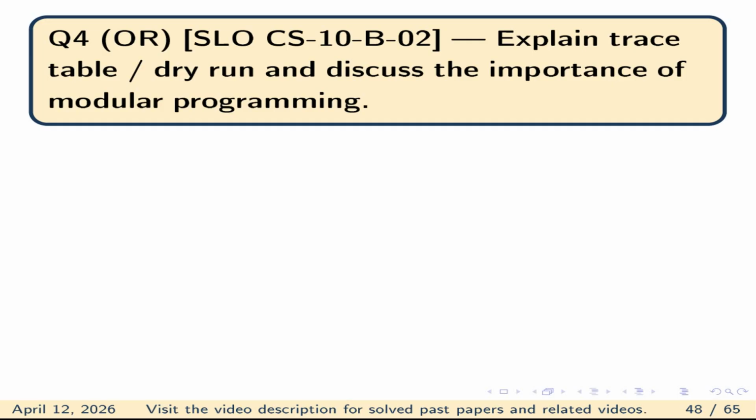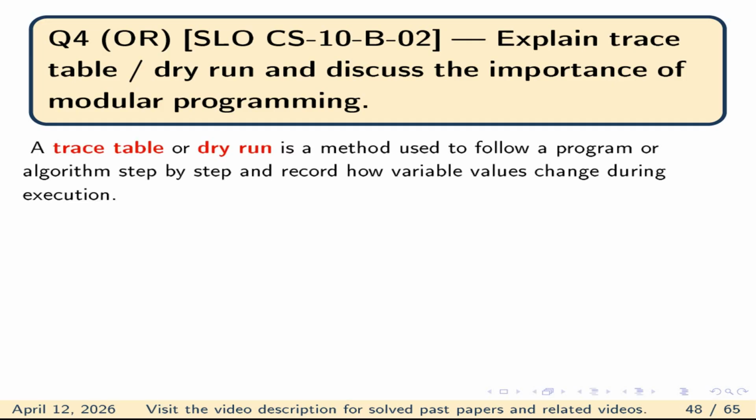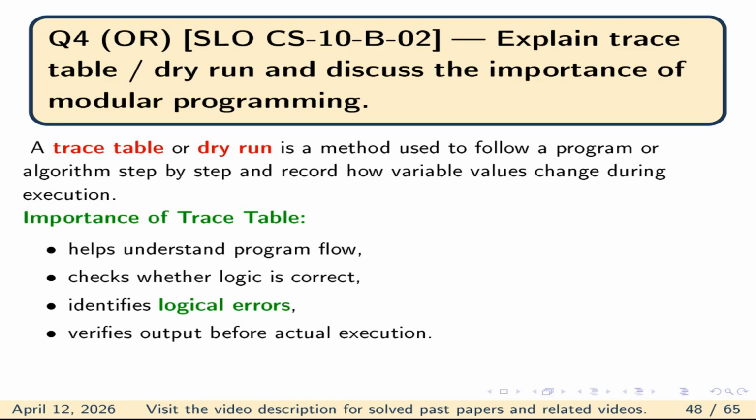Explain trace table, dry run, and discuss the importance of modular programming. A trace table or dry run is a method used to follow a program or algorithm step by step and record how variables' values change during execution. Importance: a trace table helps understand program flow, checks whether logic is correct, identifies logical errors, and verifies output before actual execution.